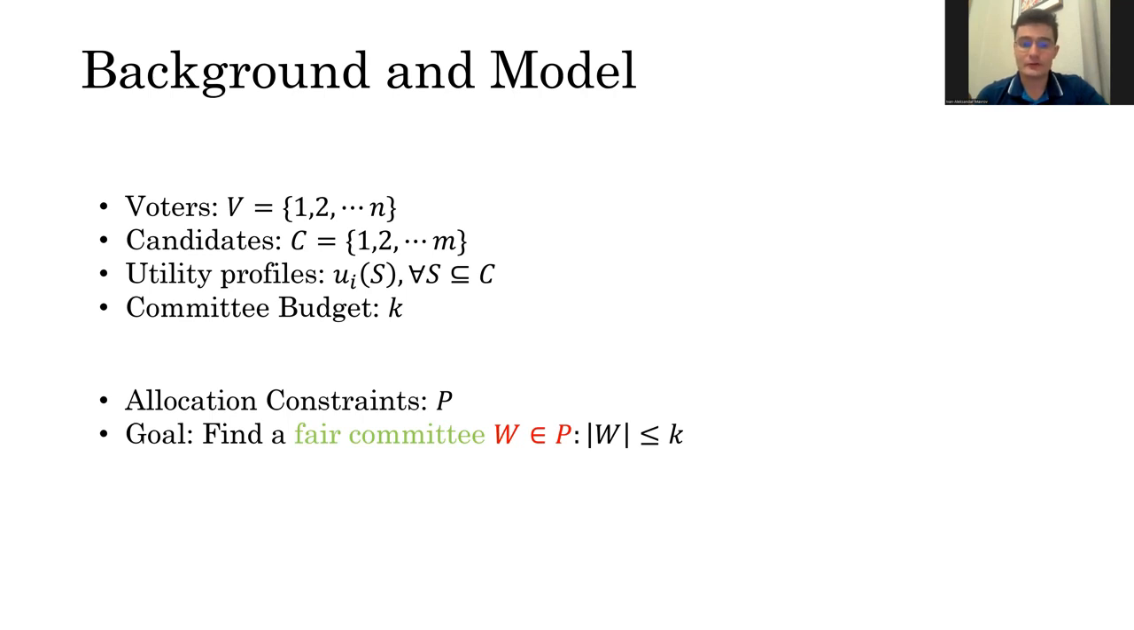We have the utility profiles of a set V of n voters, a set C of unit size candidates, and some budget K. Each voter has her utility profile denoted by a set function u_i of S. We represent the imposed constraints on the outcome by the set P of allowable committees. Our goal then is to select a fair committee W that lies in the set of allowable committees P and at the same time satisfies the budget by having a size of at most K candidates.